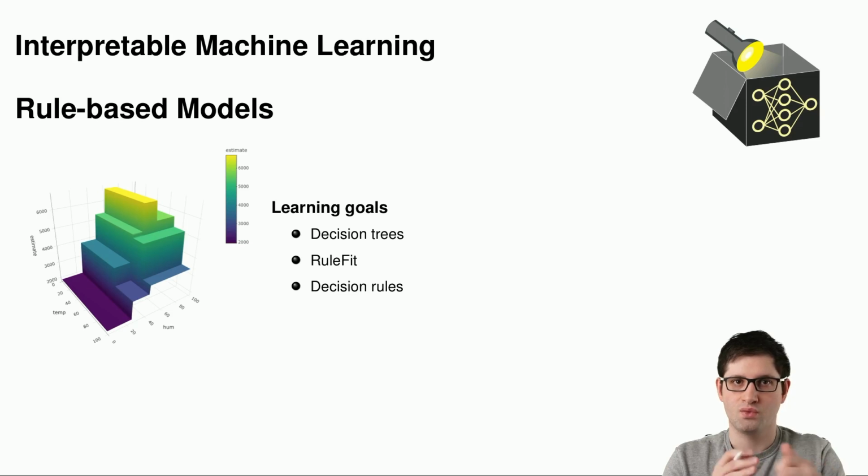Hi, in this chapter we are going to talk about rule-based models. Especially we will focus on decision trees and briefly describe the RuleFit algorithm and decision rules.